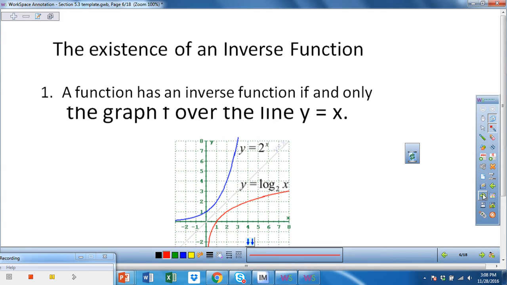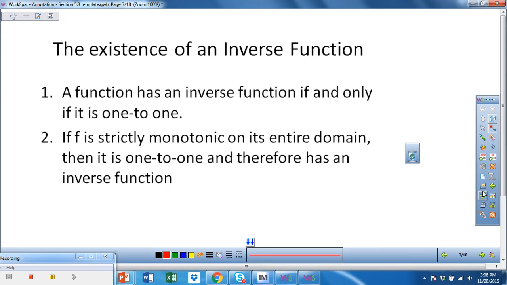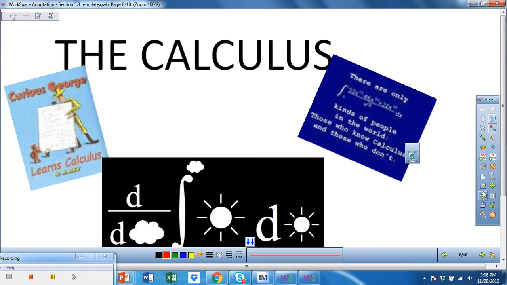If you recall from previous courses, the inverse is simply a reflection over the y equals x line. In order for a function to have an inverse, the function has to be one-to-one, meaning it is strictly monotonic. Either it's always increasing or always decreasing over its domain. If that's not the case, then we can restrict the domain in order for the function to have an inverse. So that was all just prerequisite knowledge. Now we're going to the calculus of it.